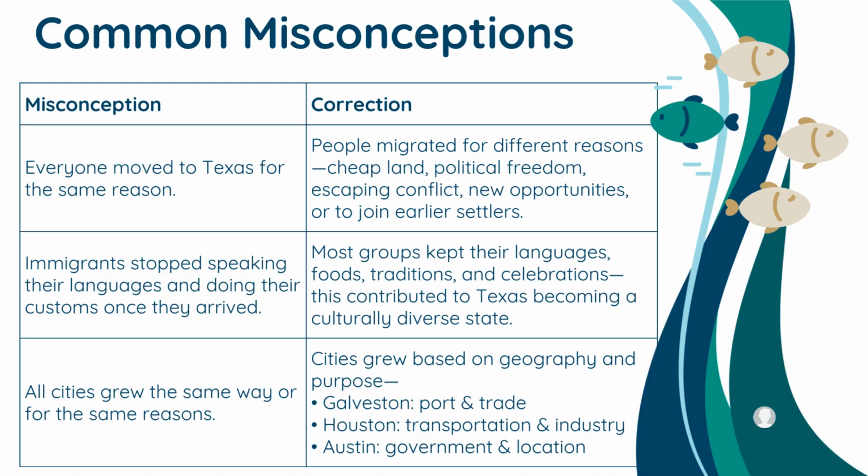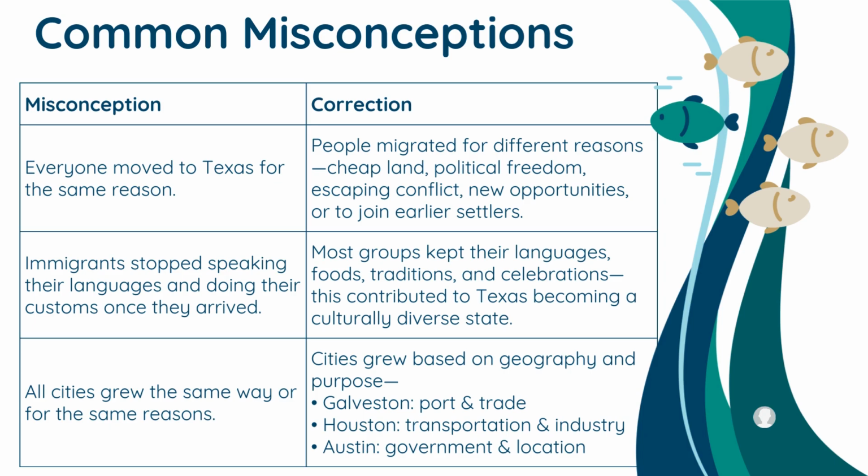We want to emphasize the diversity of experiences, the role of geography, and the presence of Native American nations to help students build accurate historical understanding. Giving concrete examples tied to the cities and groups studied in the units can help anchor these corrections in evidence. One that we might see is a belief that everyone moved to Texas for the same reason.